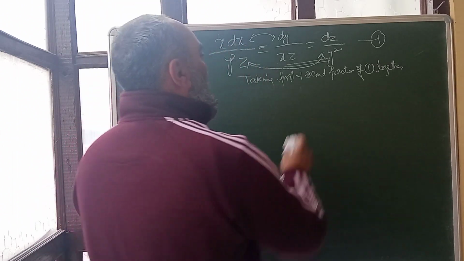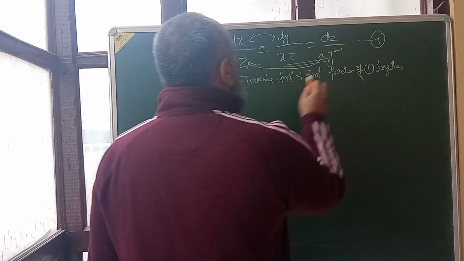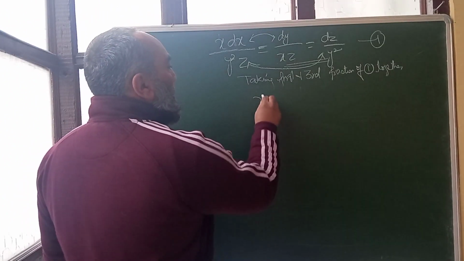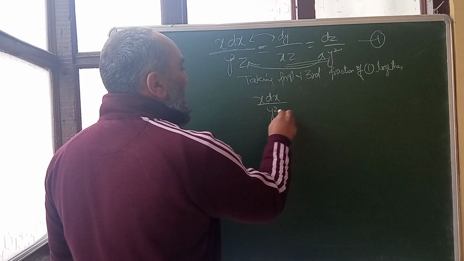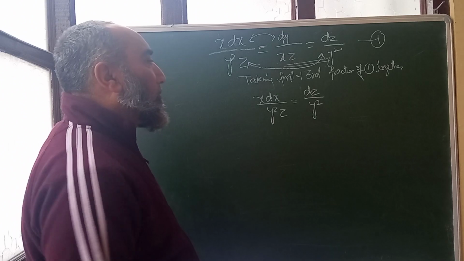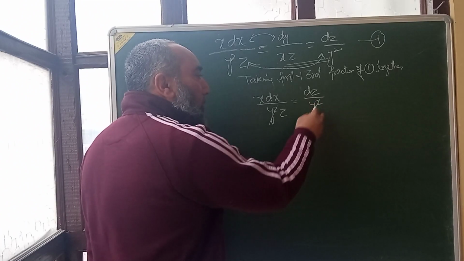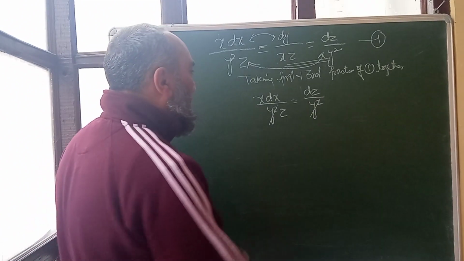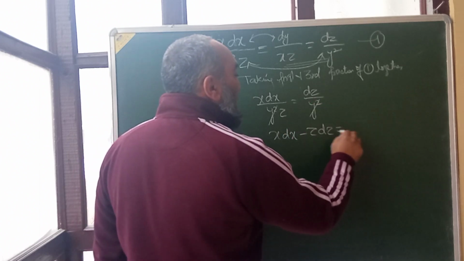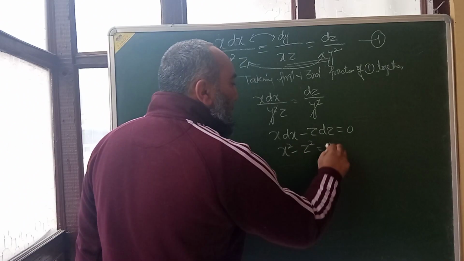Taking first and third fraction of 1 together, we will get x dx upon y square, z dx upon y square. Now rule 1 says if one of the variables, that is y, is either absent or cancels out, then a solution can be obtained by the usual method. So x dx minus z dz equals 0. So integrate it. x square by 2 minus z square by 2 equals c2 by 2.